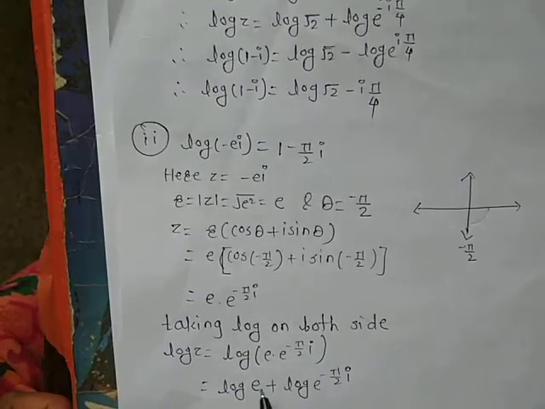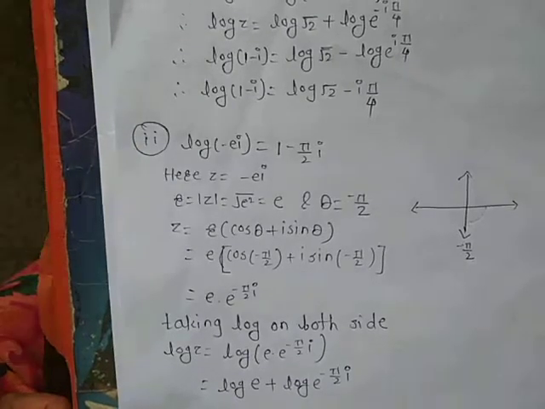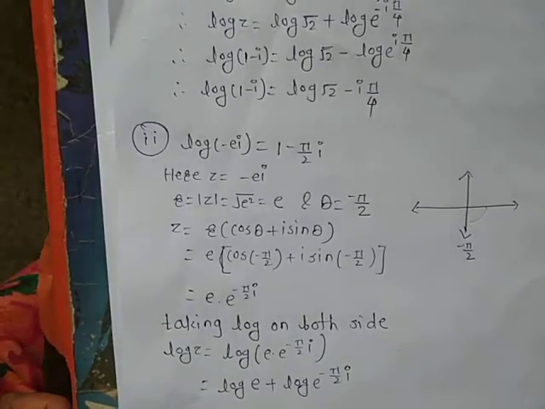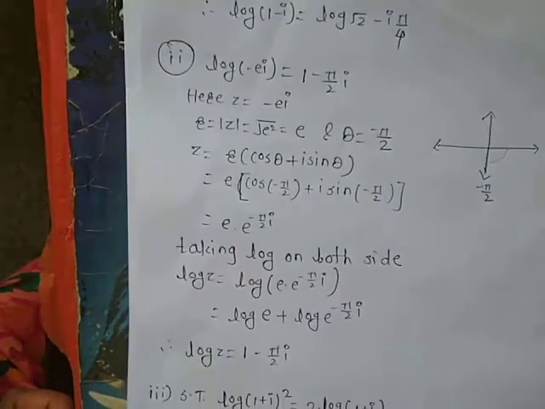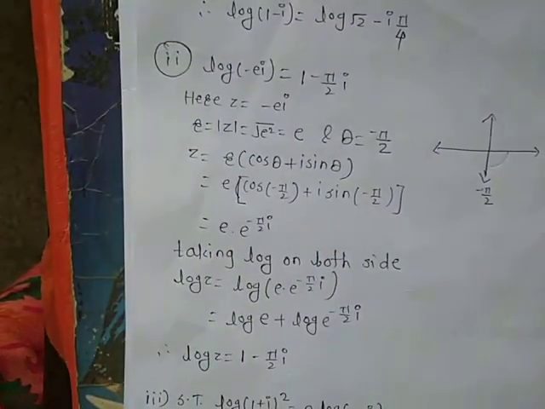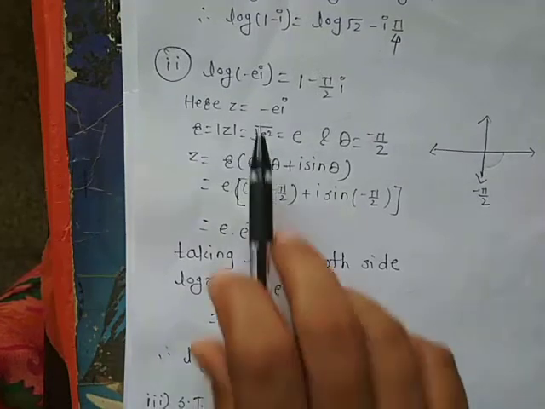This log is actually log to the base e. Log e plus log e raised to minus pi by 2 i. So you will get log z is equal to 1 minus pi by 2 i. Hence we will get LHS equal to RHS. So we have shown this.